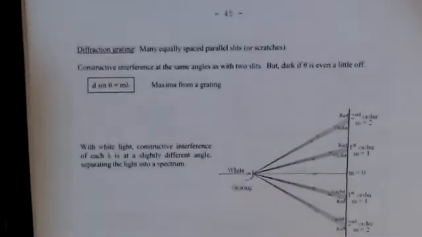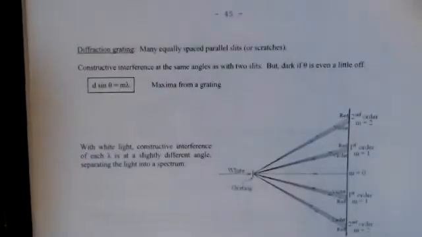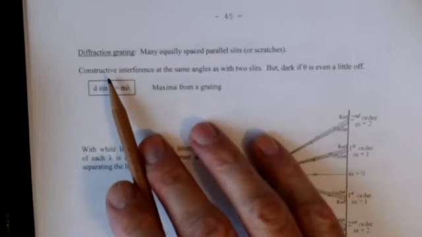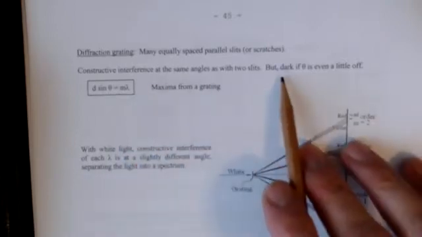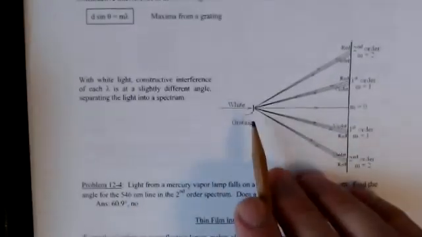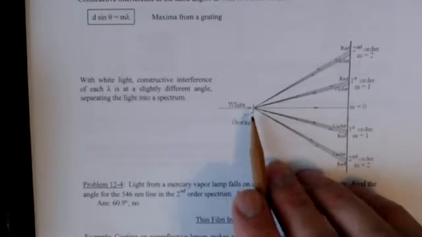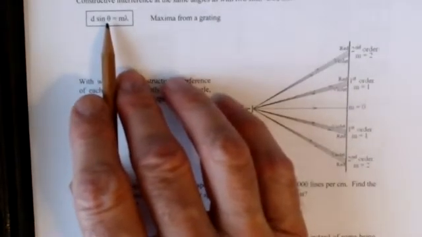It can either go through the glass, that would be a transmission grating, or it can reflect back off of the glass. That would be, you know, like a mirror with a lot of scratches on it. That'd be a reflection grating, and it's an equivalent situation to having a lot of openings in a barrier. So constructive interference at the same angles as with 2 slits, like it says right there, but it's dark if theta is even a little bit off, which means if you pass white light, which is a mixture of different wavelengths, through one of these things, well, different wavelengths will then be diffracted through different angles.